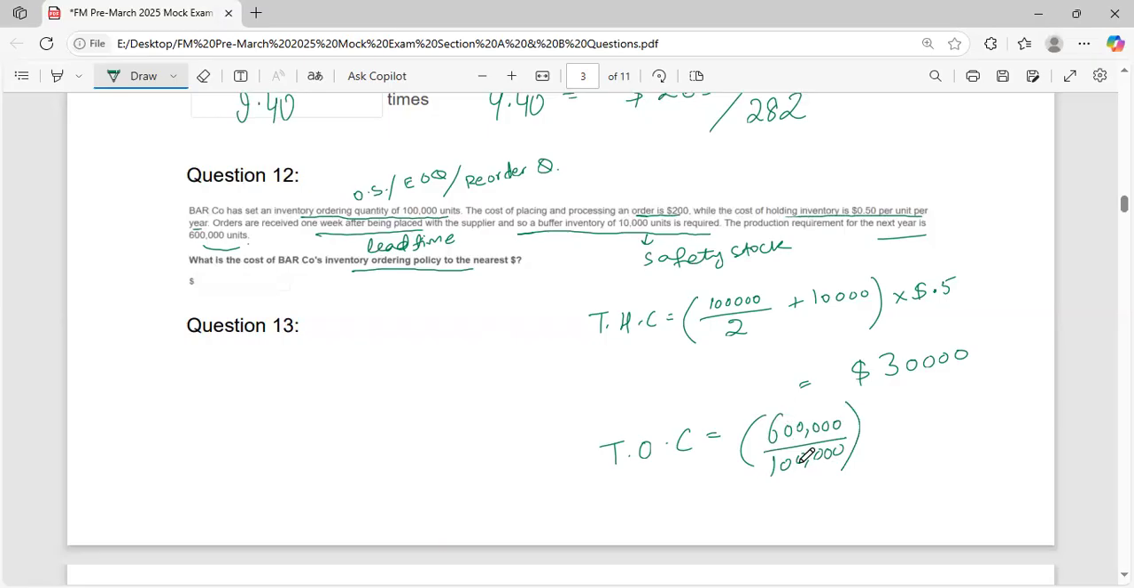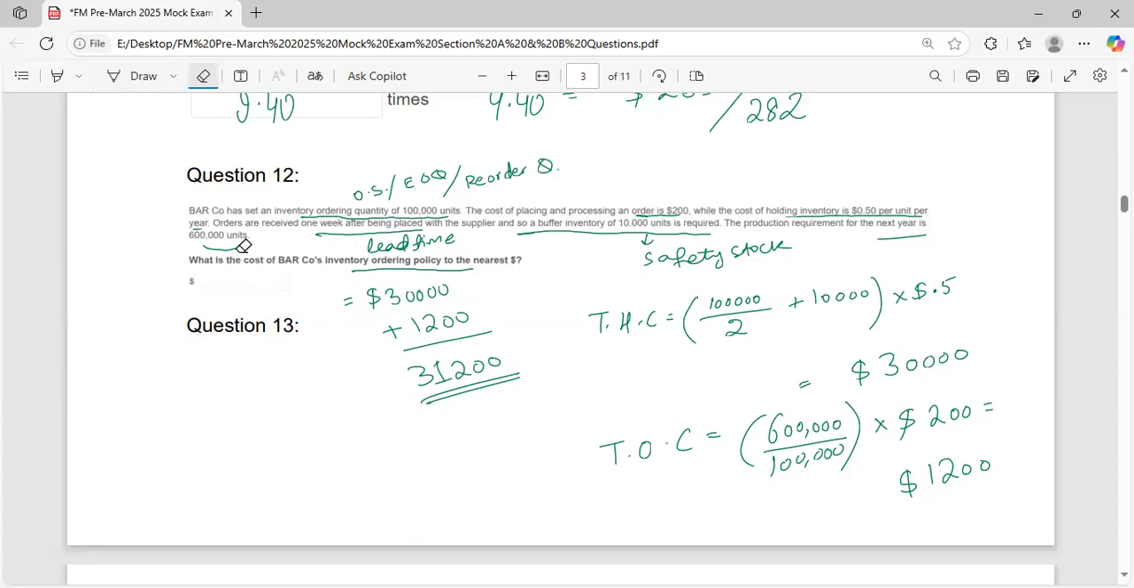Total annual demand divided by order size means number of orders, multiplied by ordering cost per order is 200. So it will be $1,200. 6 orders into 200. So the total cost is what? Total cost is 30,000 plus 1,200, $31,200. This is the right answer.